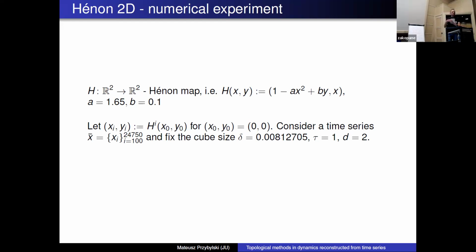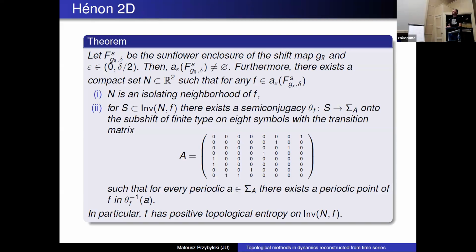And then we started from the point (0, 0) and iterated this Hénon map and only take the first coordinate and build the time series from this first coordinate of the iterates of the Hénon. We fixed embedding dimension equal to 2, so the size of the cube for the grid. And we needed about 24,000 elements in the time series. And we get the result like that.